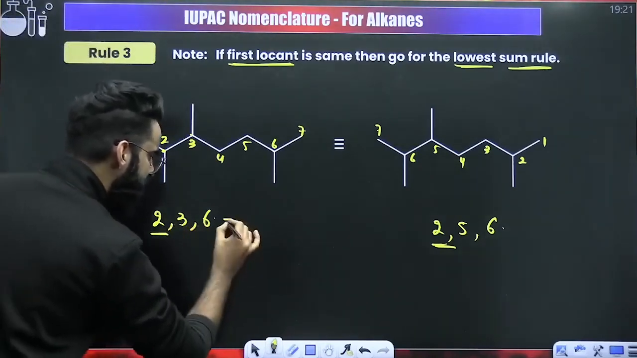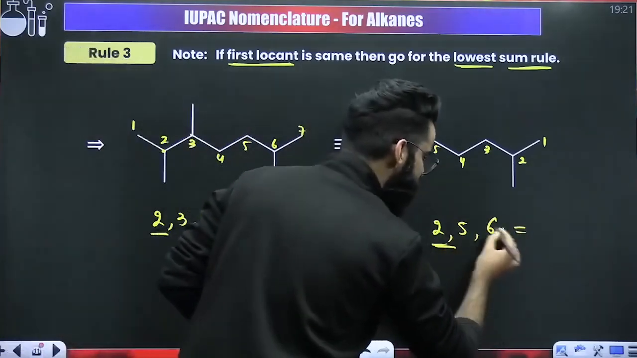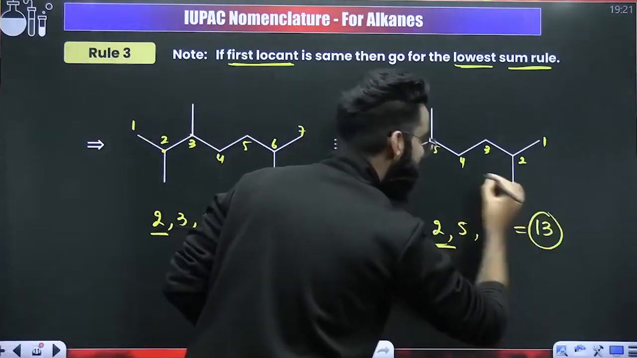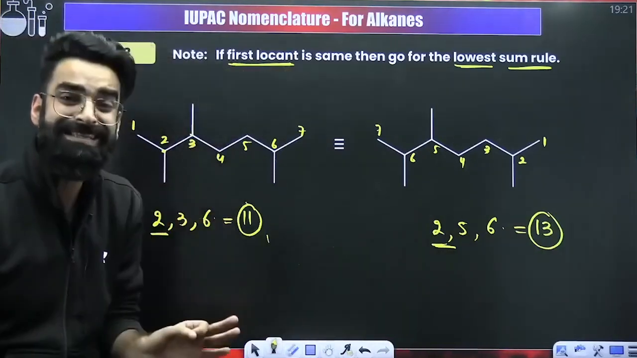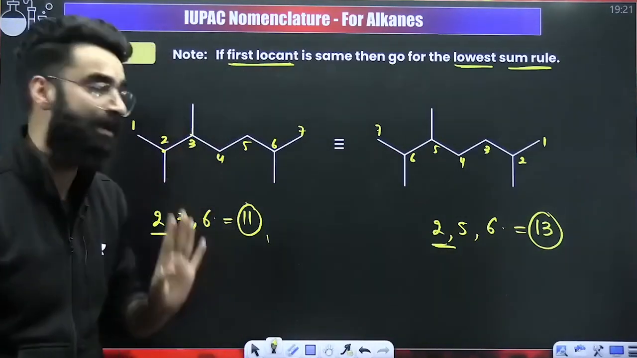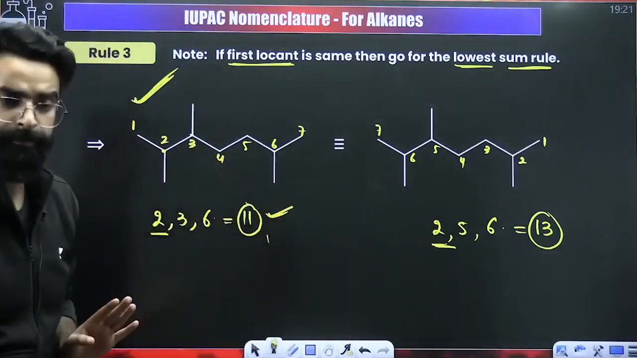6, 3, 9 plus 2, 11. So the sum of these locants is 11. Here, the sum is 6, 5, 11 to 13. The sum is 13, my dear students. So wherever the sum will be the least, that is going to be the actual order of the numbering. The sum is least here. So this is going to be the actual order of numbering.